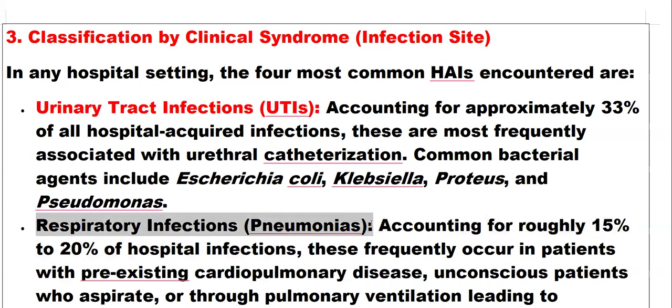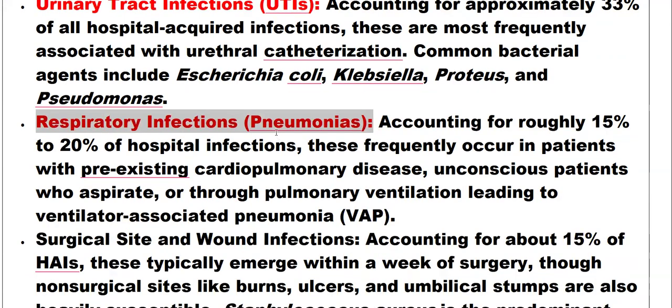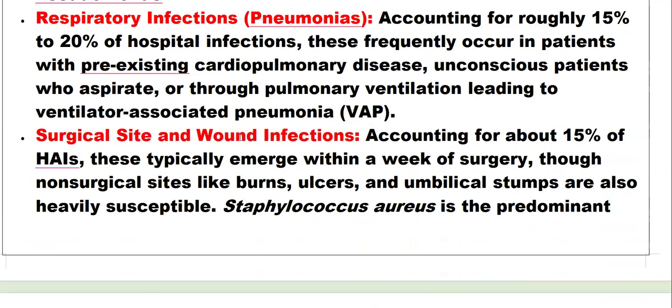Respiratory infections, pneumonias, accounting for roughly 15% to 20% of hospital infections. These frequently occur in patients with pre-existing cardiopulmonary disease, unconscious patients who aspirate, or through pulmonary ventilation, leading to ventilator-associated pneumonia. Surgical site and wound infections, accounting for about 15% of HAIs, typically emerge within a week of surgery, though non-surgical sites like burns, ulcers, and umbilical stumps are also heavily susceptible.